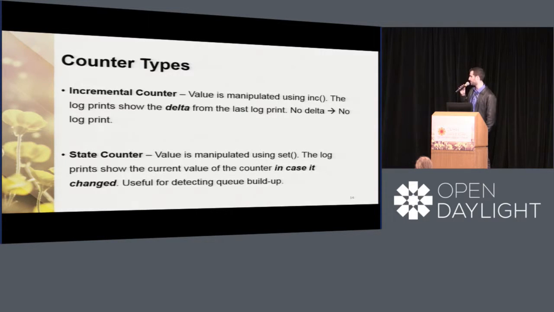This is very useful for detecting queue buildup. So let's say every time I add or remove an item for a queue, I will set the current size of the queue into a counter. And then if I have a buildup, I will see this counter actually showing up in my log prints.